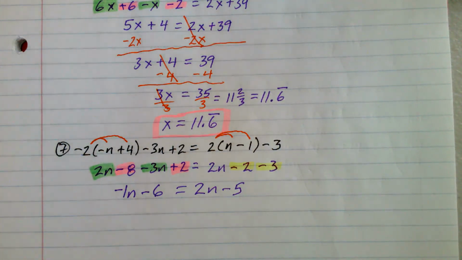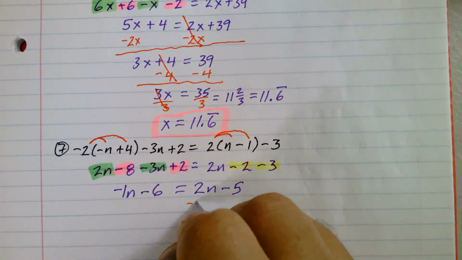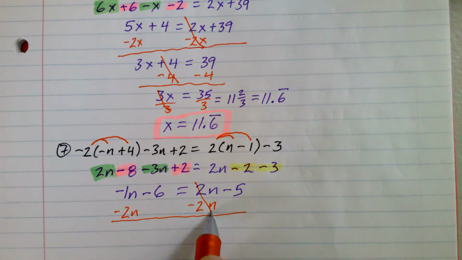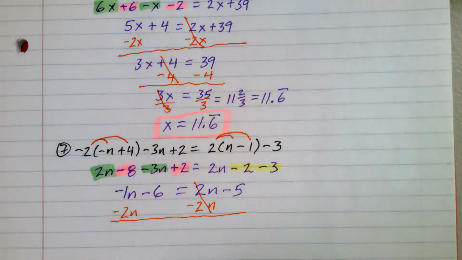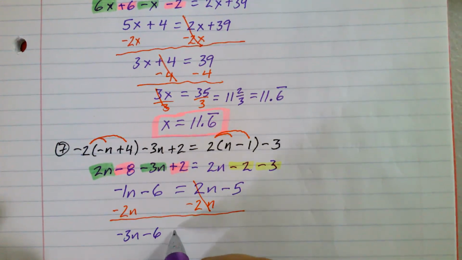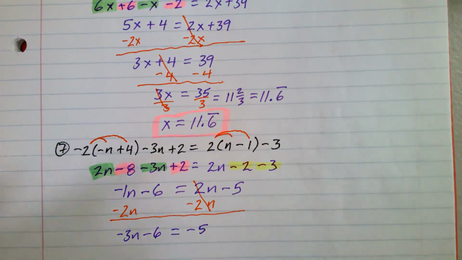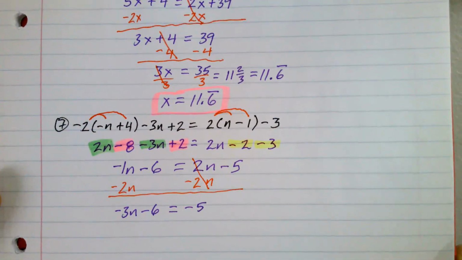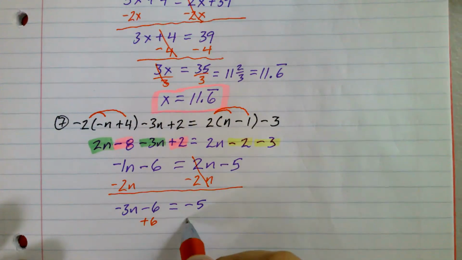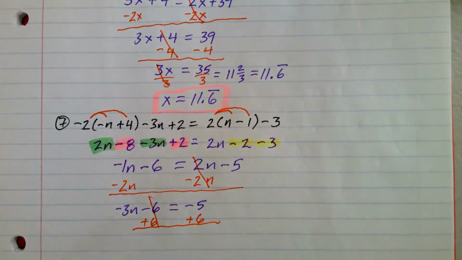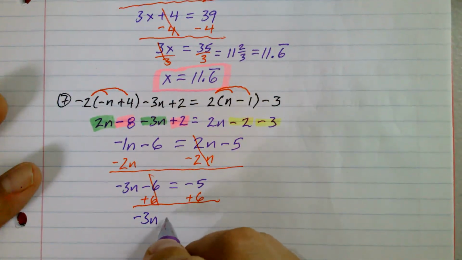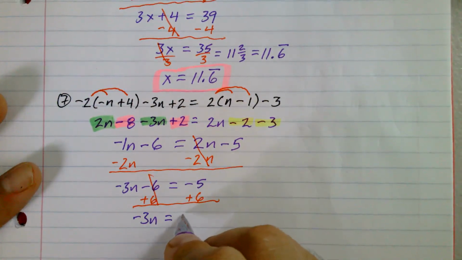Okay, let's get rid of 2n. I kind of want to do that myself, so I'm going to go negative 2n. Negative 2n. You cancel. So now, combine negative 1 and negative 2. That's negative 3n minus 6 equals negative 5. Okay? Last couple steps. Get rid of the constant, so I want to add 6. So I get negative 3n equals negative 5 and 6 is 1.